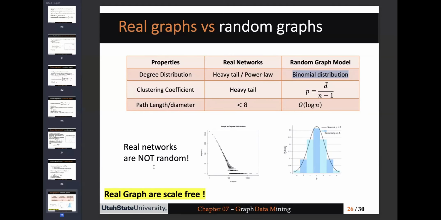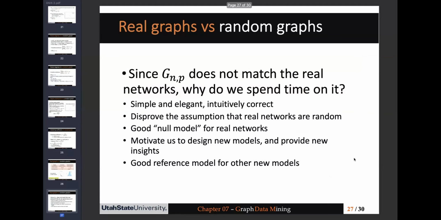So the figures here just show real versus random graph: the degree distribution of a real graph versus the degree distribution of a graph that someone just generated in class, which is not really generated from a real process in the real world.